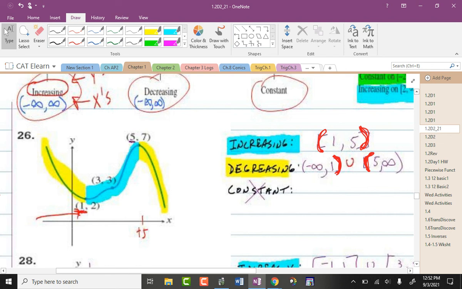So from 1 to 5, it's increasing. And those are parentheses, not brackets. And then from 5 to infinity for x, it decreases again. And I don't know if you really need a union for that. I don't think you really do. I think it's just a comma. I think you've done that before. The biggest thing that students miss, though, is they name the y's, not the x's. You got to name the x's for your intervals.